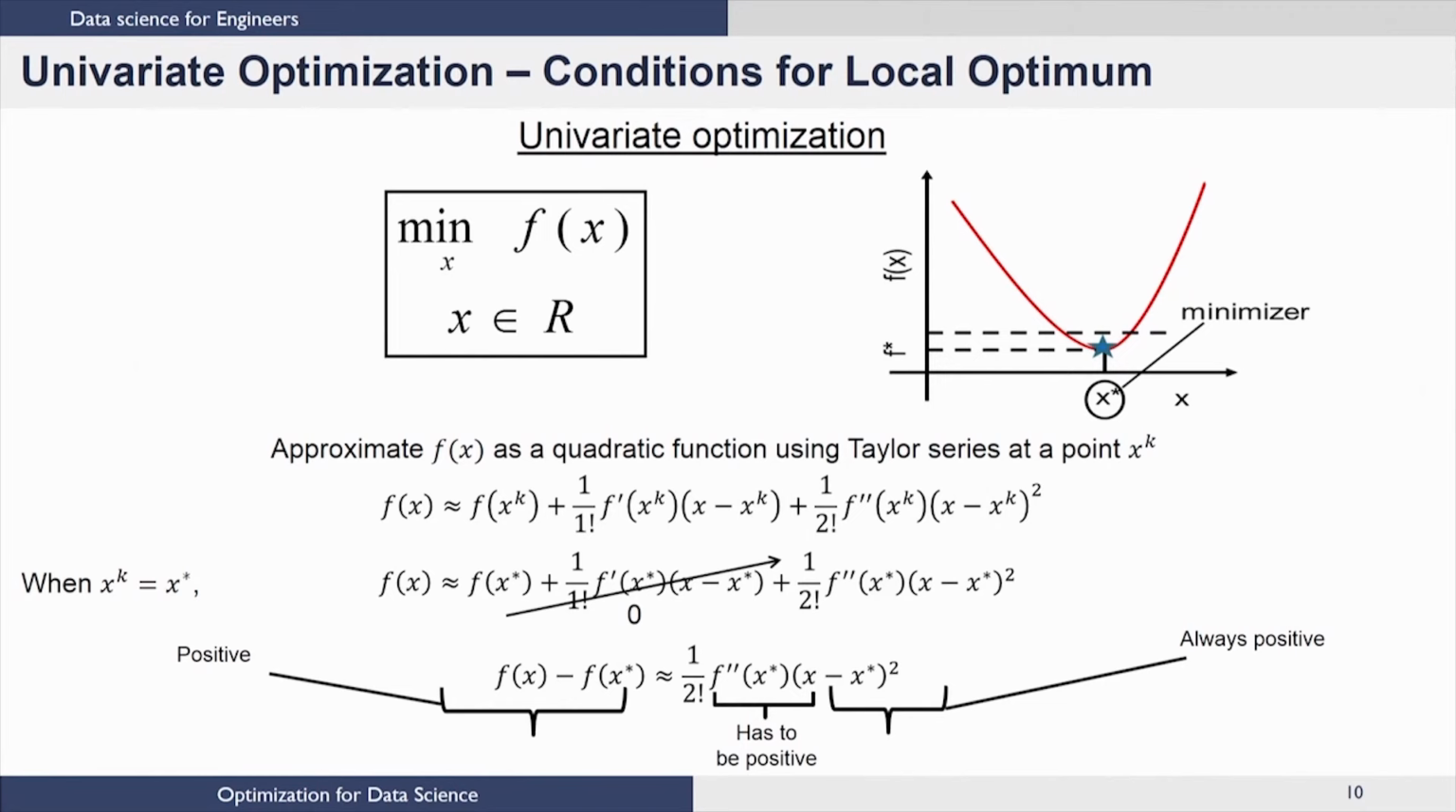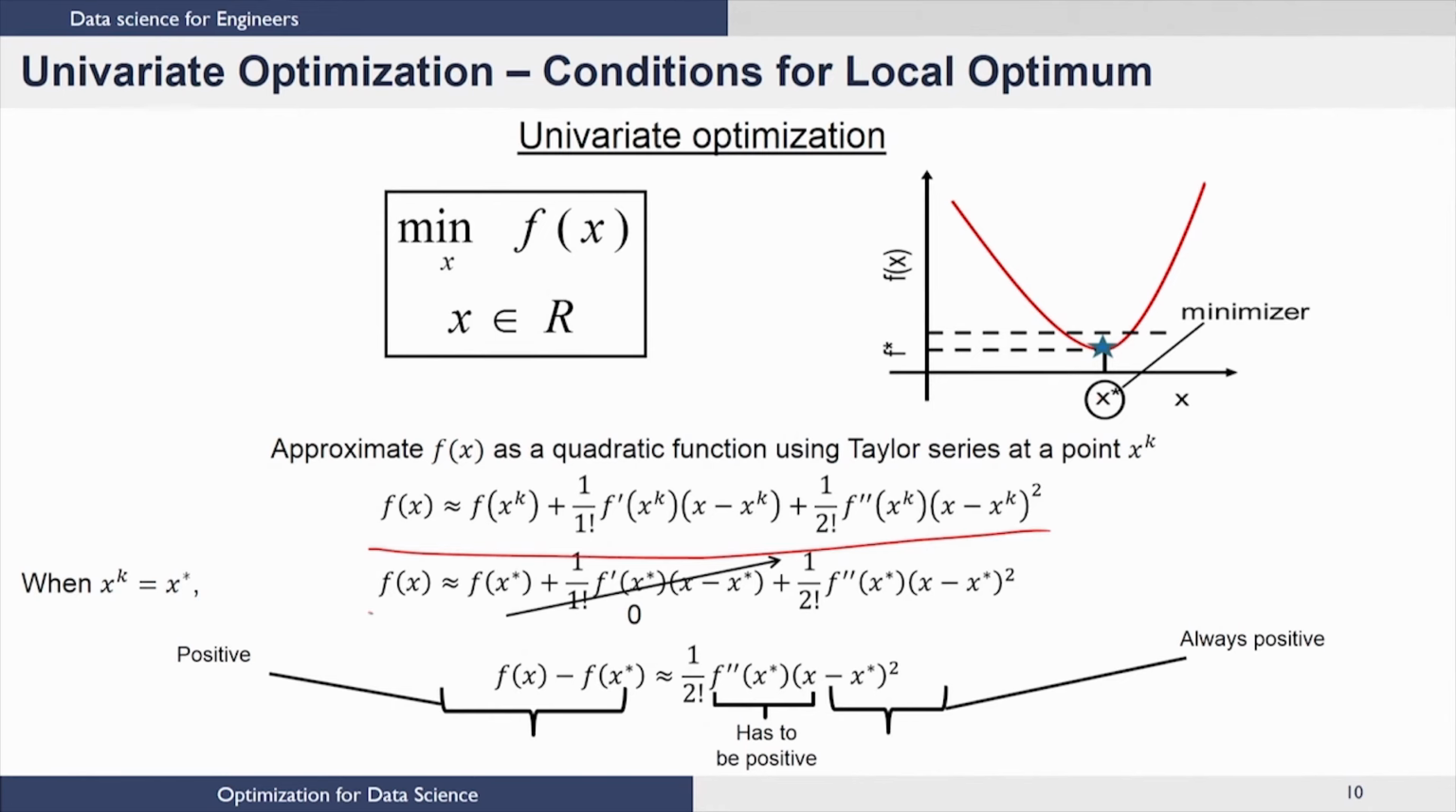So, if I take f of x and then let us say I am at a particular point x k, what I can do is a Taylor series approximation of this function, which we would have seen before in high school and so on. So, let us say this x star is the minimum point, and let us see what happens to this Taylor series approximation around this point.